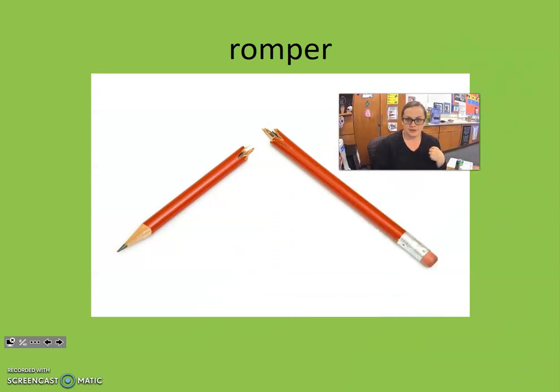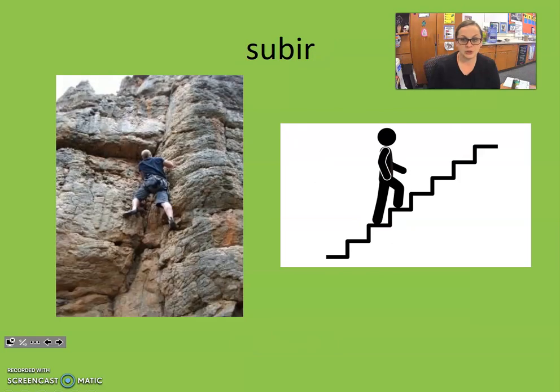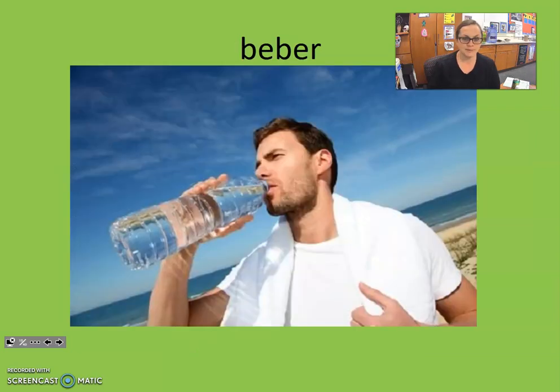Romper means to break. Romper is an ER verb. Romper, to break. Subir means to go up, to climb, to ascend. It is the opposite of bajar, which is to lower, to go down. Subir means to climb or to go up.